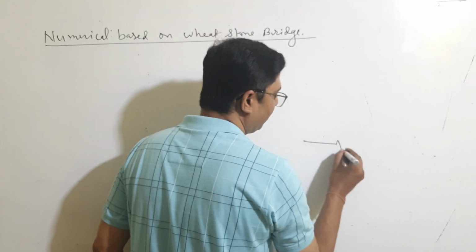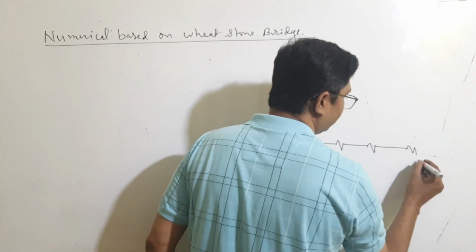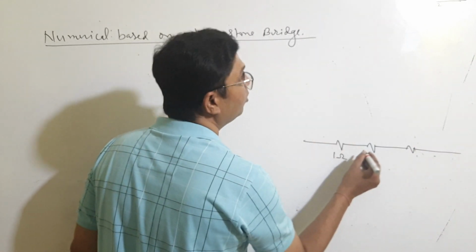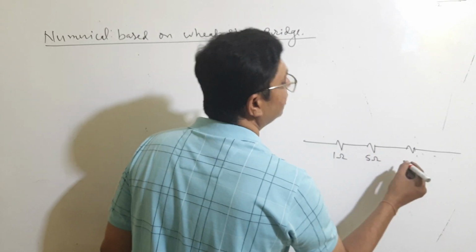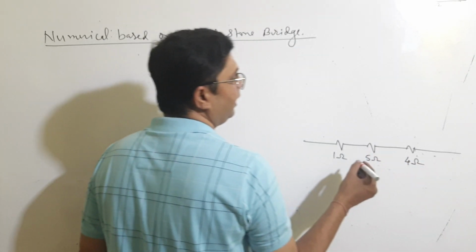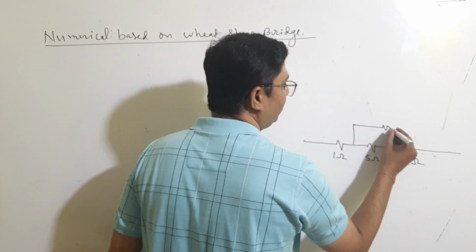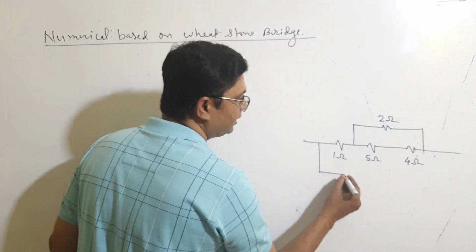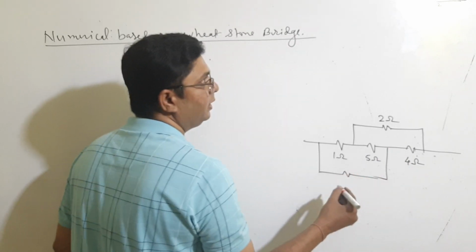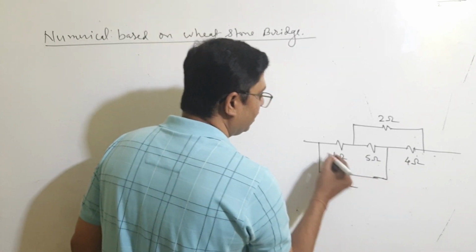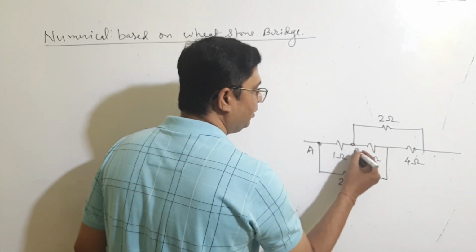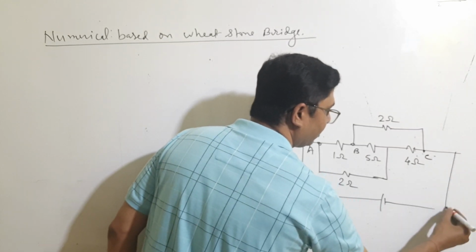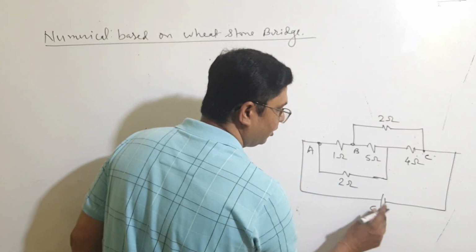The circuit is, here we have one resistance, a second resistance, and a third resistance. Let the value of the first resistance be 1 ohm, this is 5 ohm, and this is 4 ohm, and let another resistance be connected between these two, which is 2 ohm. Let us take a resistance here which is again 2 ohm. Now this point is A, this point is B, this is C, and we have a potential source connected across it. Let the potential source be 5 volt.